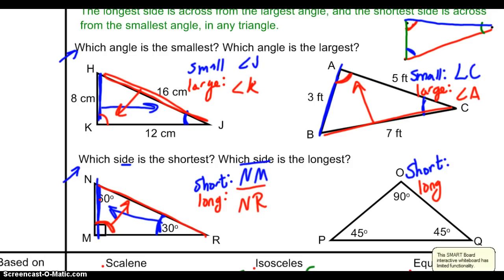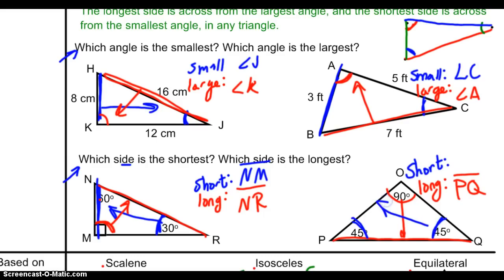This last one's a little different. My longest side is pretty easy to see. Here's my biggest angle, and so across from that is my biggest side, my longest side, PQ. But for the shortest side, it's a little bit confusing because there's a tie here. Both this angle P and this angle Q are the same measure, which means actually that the sides across from those will tie for the same length. So PO and OQ tie for the shortest length side of that triangle. That's kind of interesting how things tie like that.